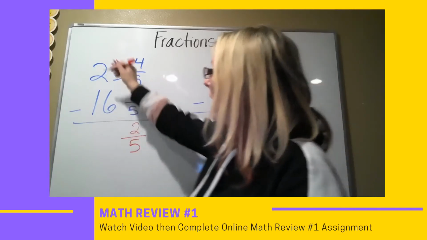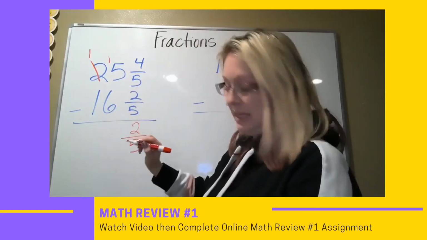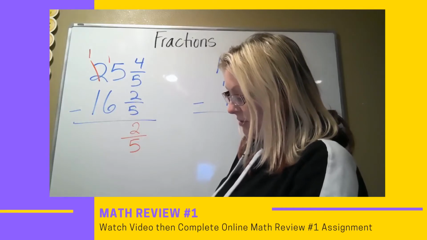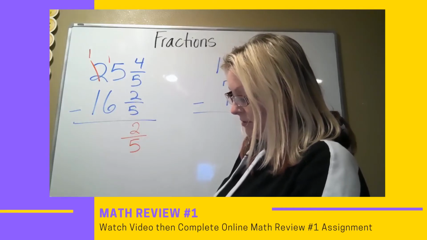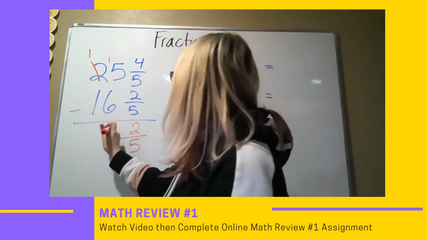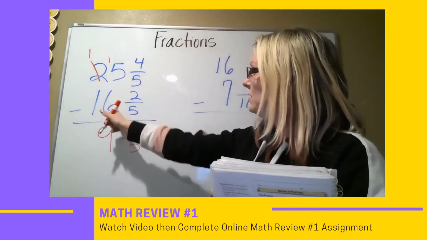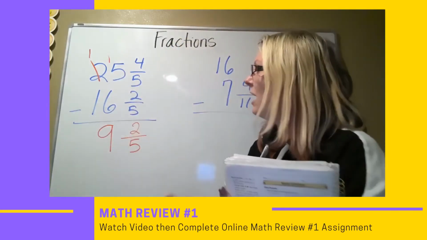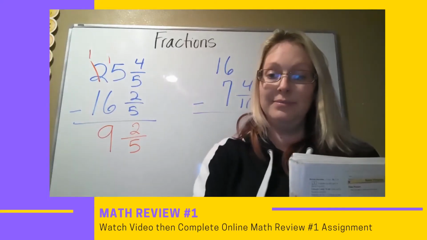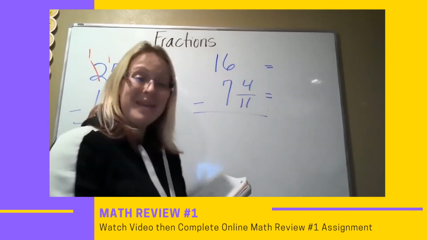Then we can subtract by borrowing from here, and we have 15 minus 6 is 9. So I subtract 15 minus 6 is 9, and I have 9 2/5 because I was able to subtract those fractions. Now we're going to subtract where we have a whole number and then a mixed number.